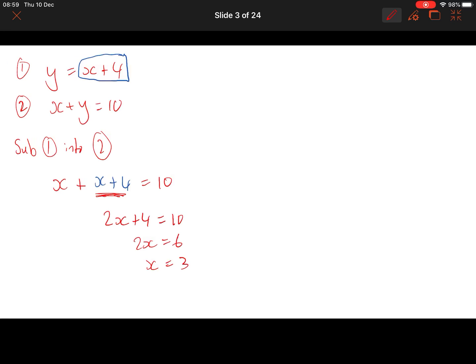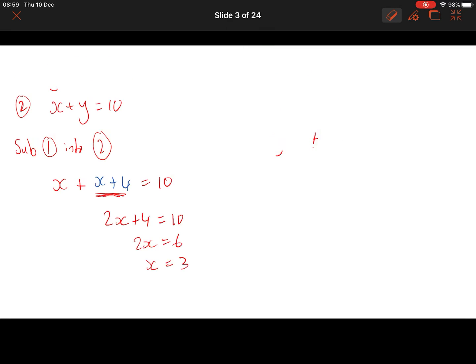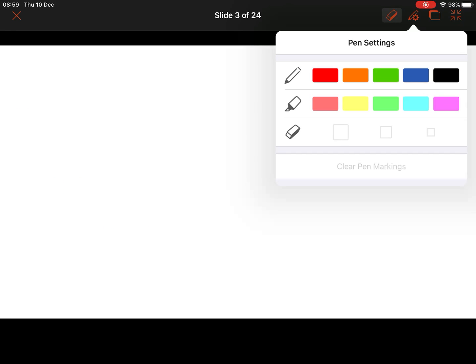Now, don't forget, you still need to find y, so that's back to the same process as elimination. We're going to sub into equation 1, I think would be the easiest. We say y is equal to 3 plus 4, y is equal to 7. So a very, very slightly different approach. Let's just do another example.